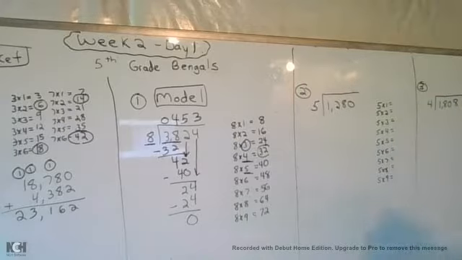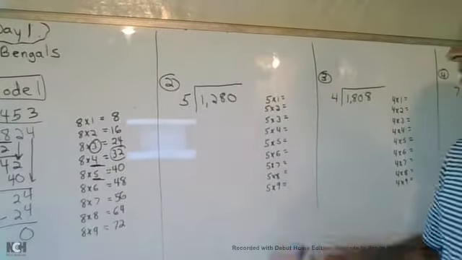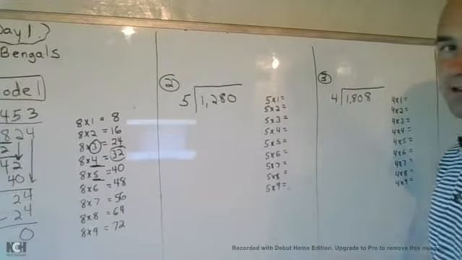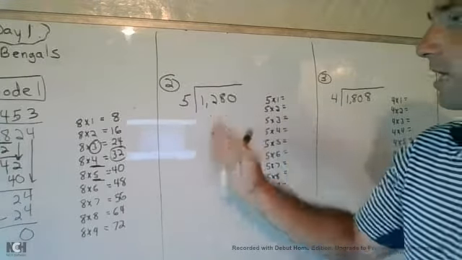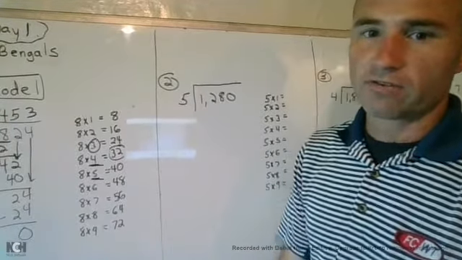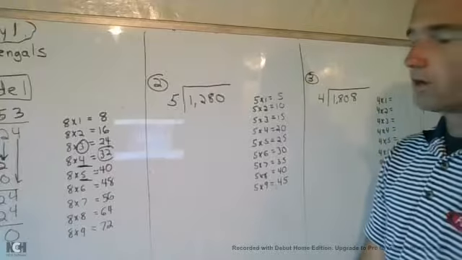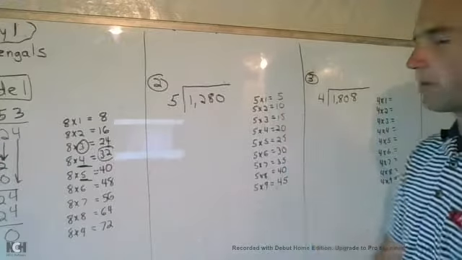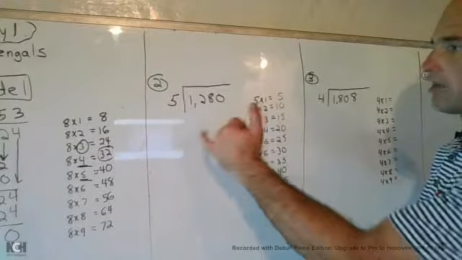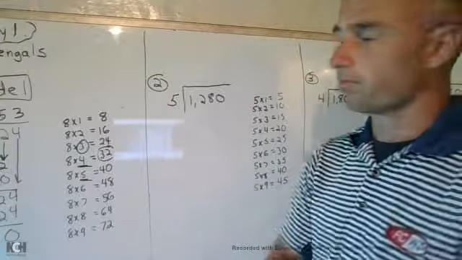All right, so number 2, writing down your 5 times tables, solve your 5 times tables, and then go ahead and solve this division problem. 1,280 divided by 5. Hit the pause button now. Okay, so I've written down the products to my 5 times tables. Now I'm ready to solve, and I hope you already solved by this point in time.